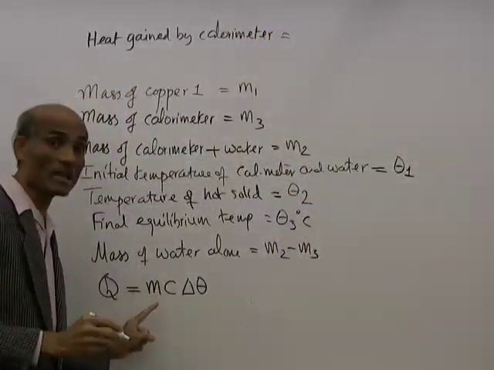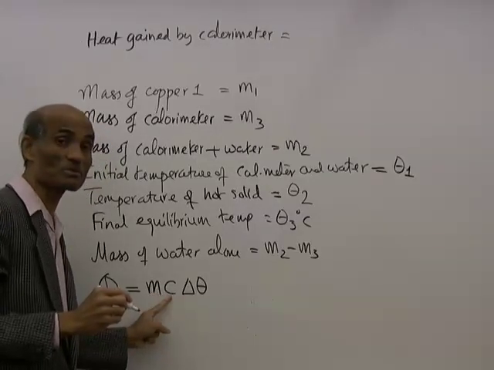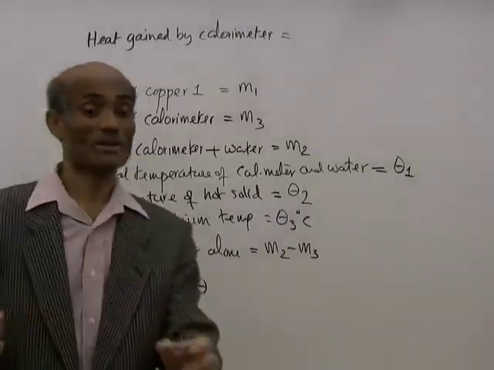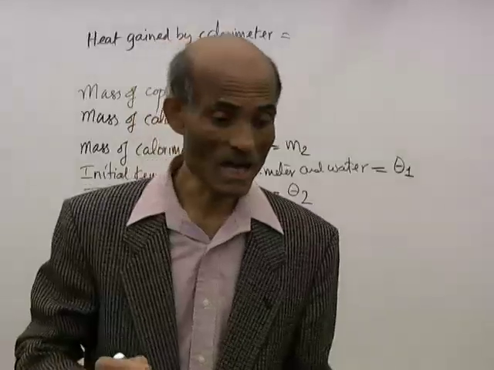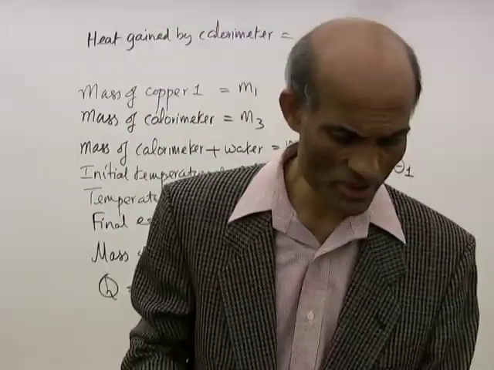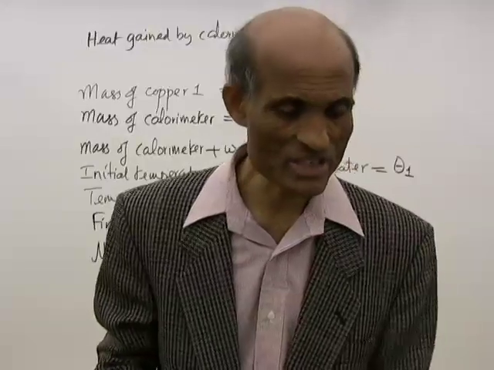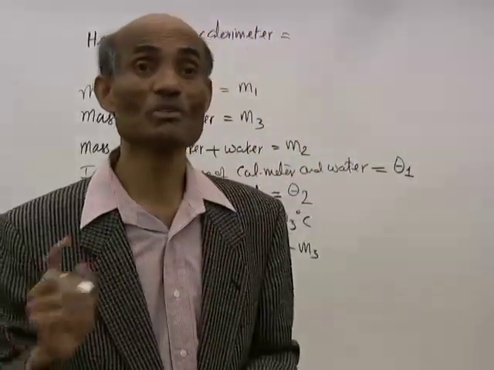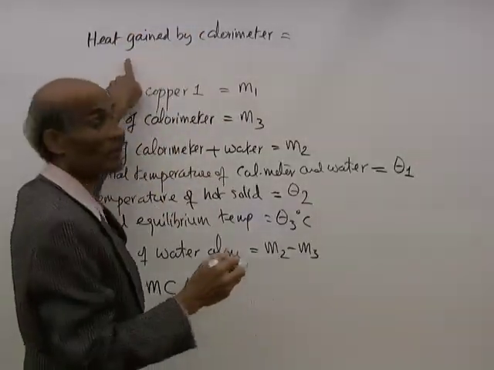Well, heat gained or lost by an object is mass times specific heat times the change in temperature. Now, the calorimeter is actually aluminum, and I have given you the specific heat of aluminum in here. That is 921 joules per kilogram per Kelvin.